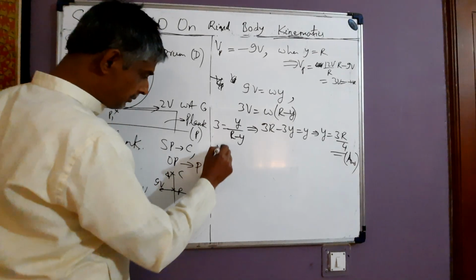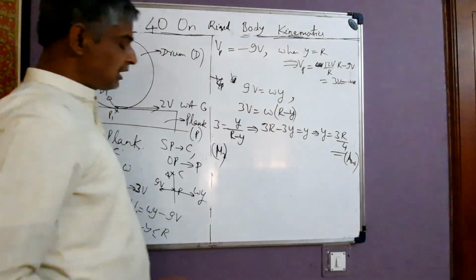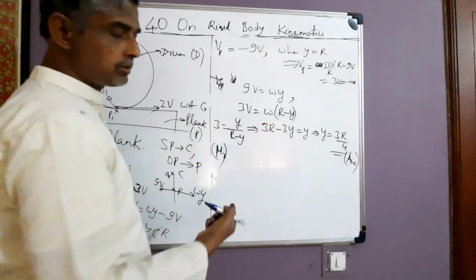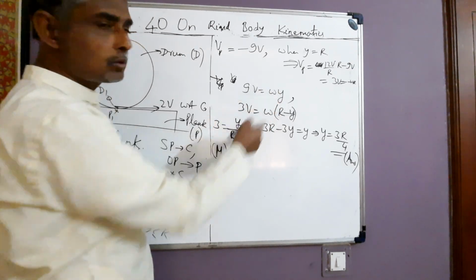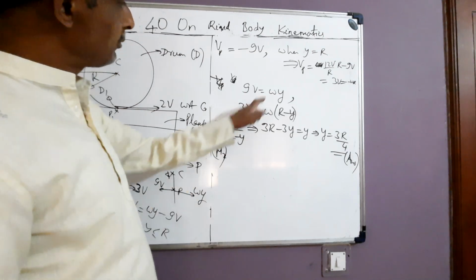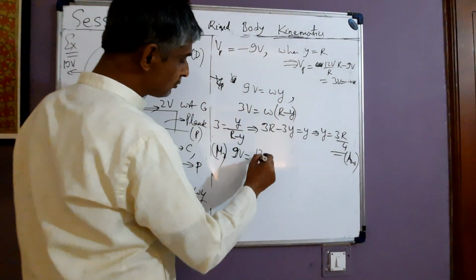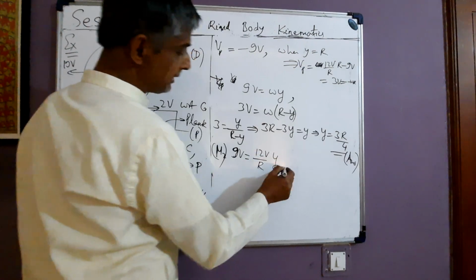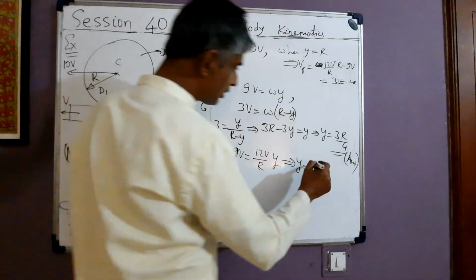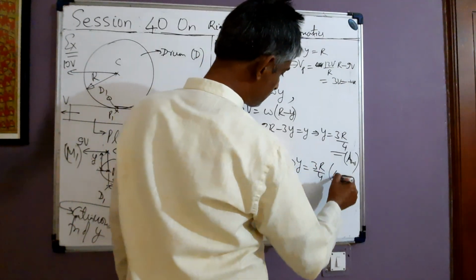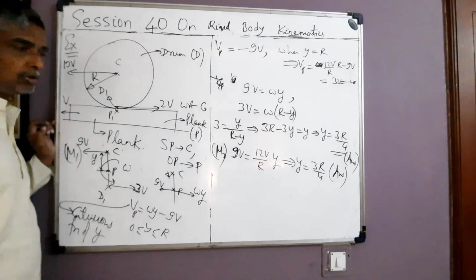Okay. Now method 2. See, in method 1 we wrote two equations, these two. In method 2 we can determine omega, which we already determined, and substitute the value of omega in any one of these two equations. Suppose I substitute the value of omega in this equation. So 9V equal to omega, which we have determined to be 12V by R, into y. Now V cancels out. So y becomes 9R by 12. That is 3R by 4, which is the same answer. I hope it is fine.